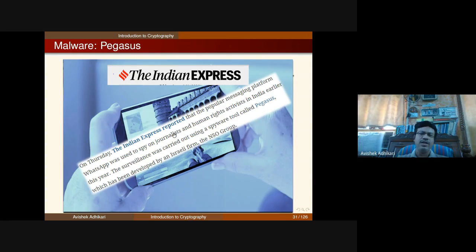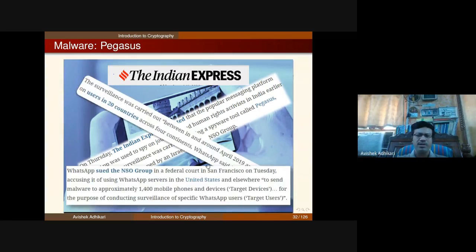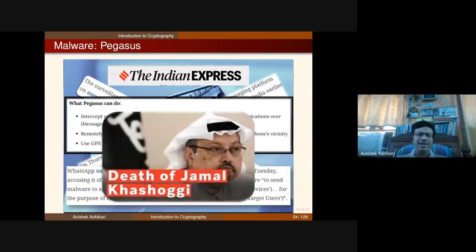So it's an Indian Express report. It says that the popular messaging platform WhatsApp was used to spy on journalists and human rights activists in India early this year. So it was 2018 news. Okay. So this Pegasus was a software that could be installed on your mobile, and through which much information can be leaked.